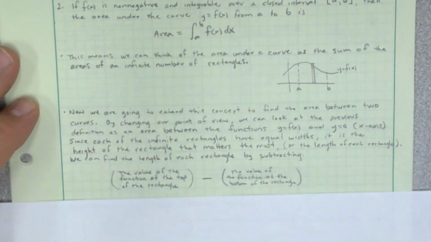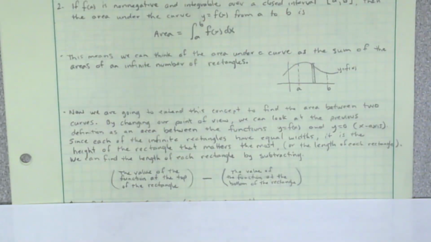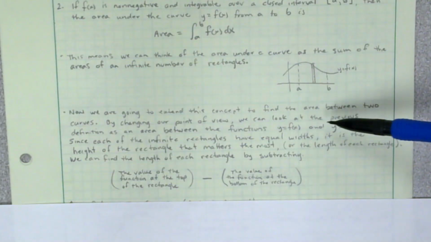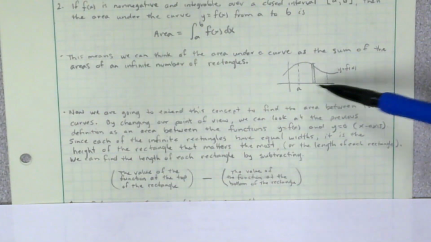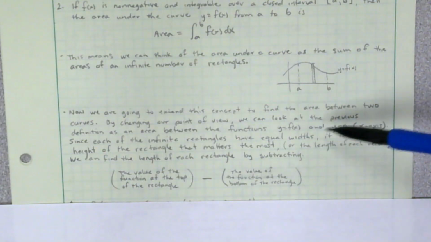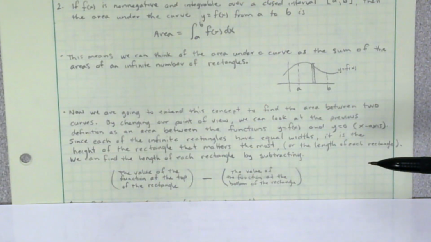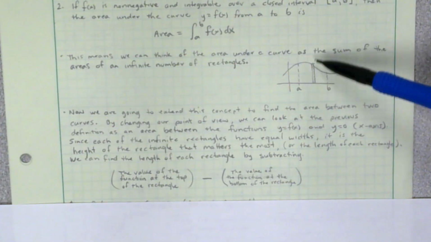Okay? So now, we're going to extend this concept to the area between two curves by changing our point of view. We're going to look at the previous definition as an area between the function f of x and y equals 0. So this is a function, and we're going to take the x-axis, which is y equals 0, as another function. Since each of the infinite rectangles has equal width, it is just the height, or the length, of each rectangle that matters the most.